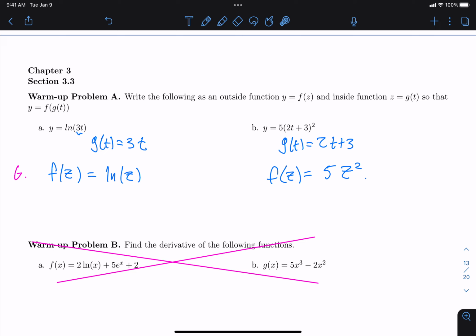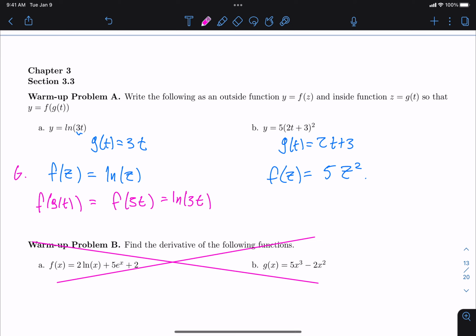So I have two functions that got plugged into each other, and I got ln of 3t. What were the original functions, okay? So for this example, we identified the inside function as 3t, which is being plugged into the function ln of z. So that if I were to do f of g of t, that would be like doing f of 3t. And to do f of 3t, I put 3t wherever there is a z in f of z, and that would give me ln of 3t, right?